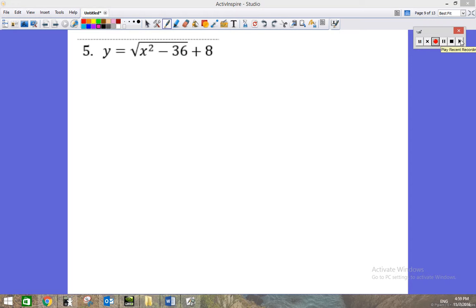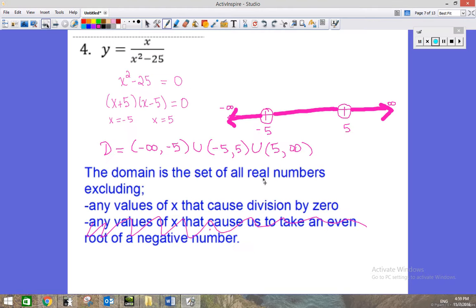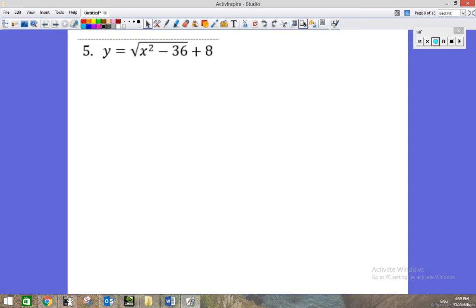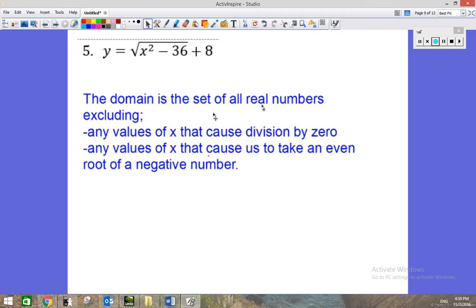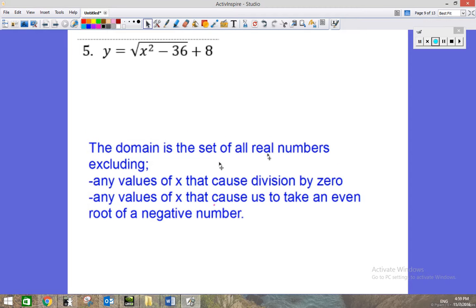So again, we've been given these equations, these relations between x and y, and we're asked to find the domain and range and to express our answers using interval notation. Now, to find the domain given an equation, we always start out the same way: the domain is the set of all real numbers, excluding any values of x that cause division by 0, and also excluding any values that cause us to take a square root or even root of a negative number.